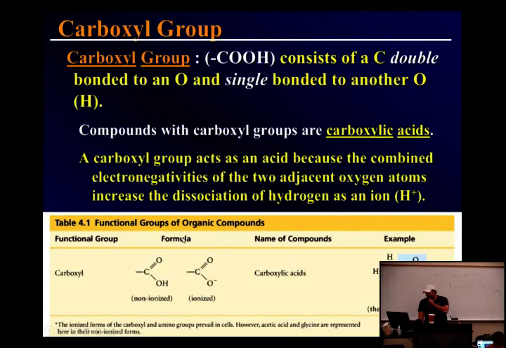So anyway, that's why this is an acid, and generally things that have this are considered acids. Like vinegar is an acid, but you eat that, so it's not a strong acid. You wouldn't eat hydrochloric acid, I assume.